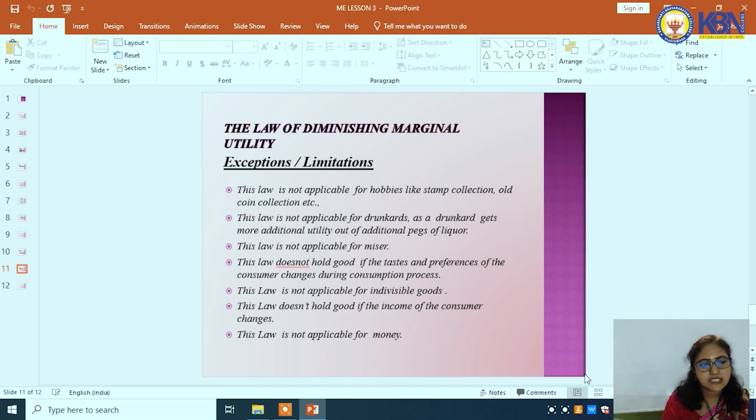The third exceptional case is that the law of diminishing marginal utility is not applicable for a miser. Next exception: this law does not hold good if the tastes and preferences of the consumer change during the consumption process. This law is not applicable for indivisible goods. Also, this law does not hold good if the income of the consumer changes. And the next point is that this law is not even applicable for money. Hence, money is also an exceptional case for the law of diminishing marginal utility.